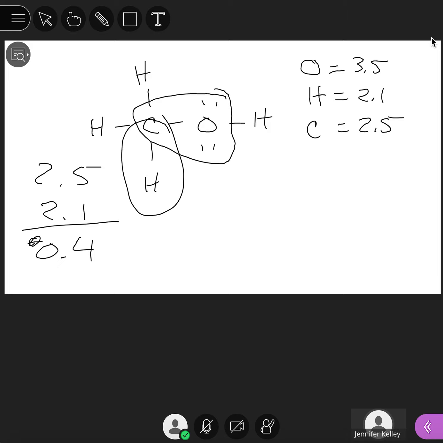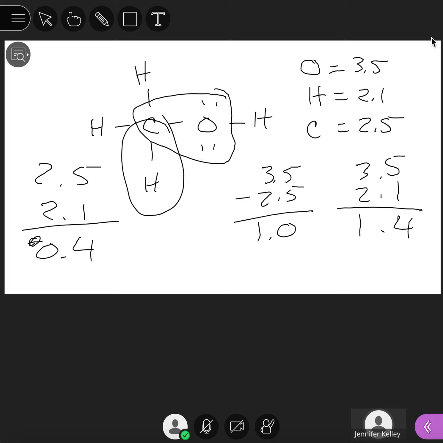Between carbon and oxygen, you have 3.5 minus 2.5, and that gives you 1.0. And then the last one is between oxygen and hydrogen. Oxygen is 3.5 and hydrogen is 2.1. All right, so those are the electronegativity differences. And so I just want to look for the one that's biggest. And 1.4 is biggest. And that was between oxygen and hydrogen.